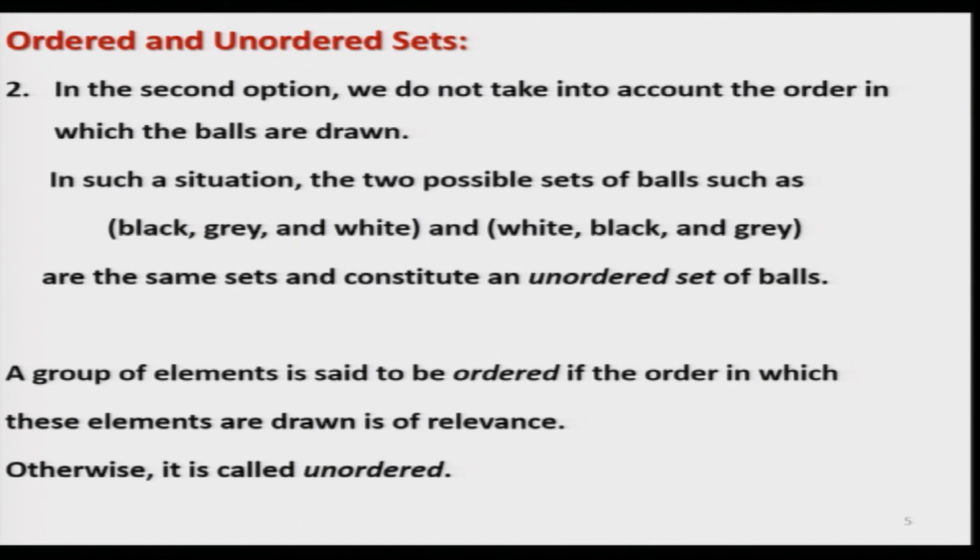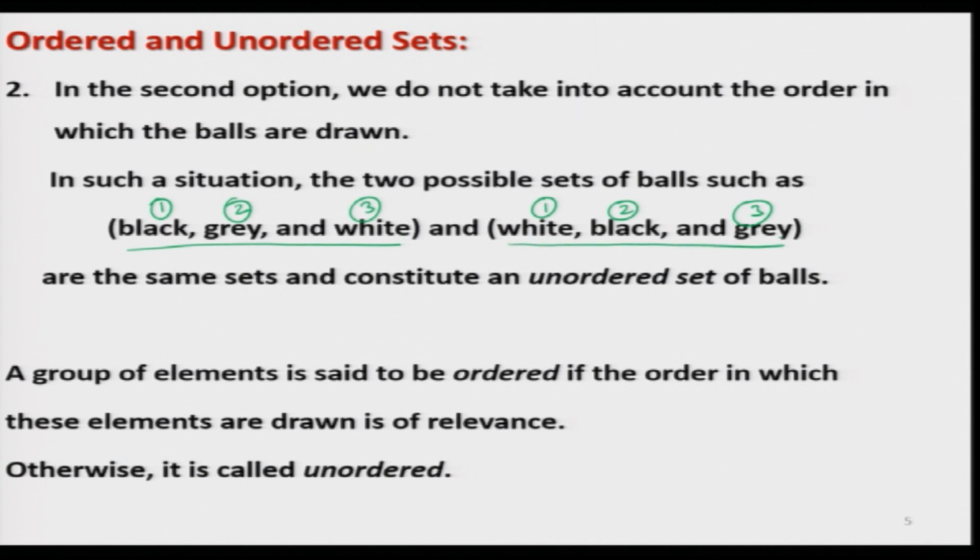drawn. For example, you draw the first ball, it comes out to be black, then the second ball comes out to be grey, and the third ball comes out to be white. Then the first ball, once again it is drawn, and the first ball comes out to be white, second black and third grey. So, you can see here in the first set you are getting black, grey and white, and in the second set you are getting white, black and grey.